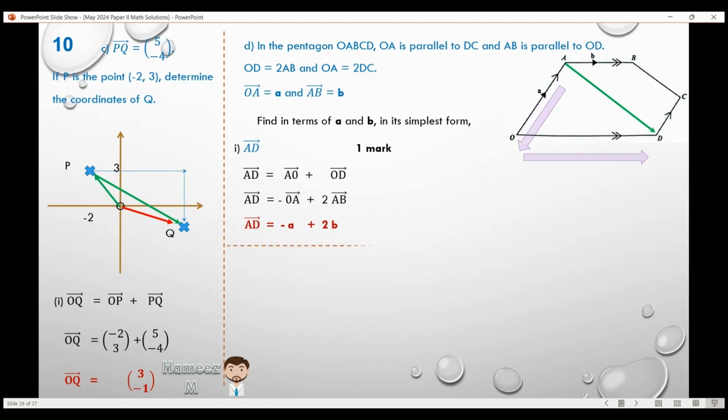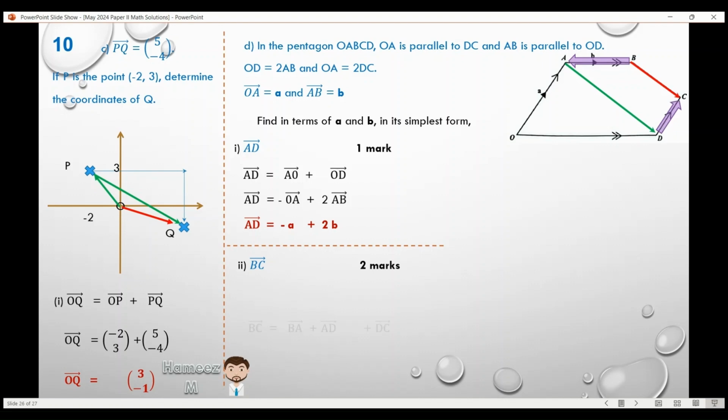So now we can move on to part 2. Find in terms of A and B in its simplest form, BC. So we have that represented here with a red arrow sloping down to the right. And how do you go from B to C? There are different paths we can go through. So let's consider moving from B, going across to A, then A down to D, and then D back up to C. So 3 arrows.